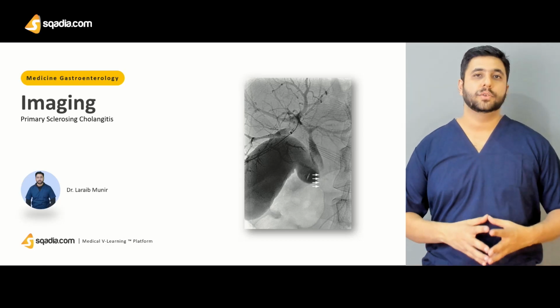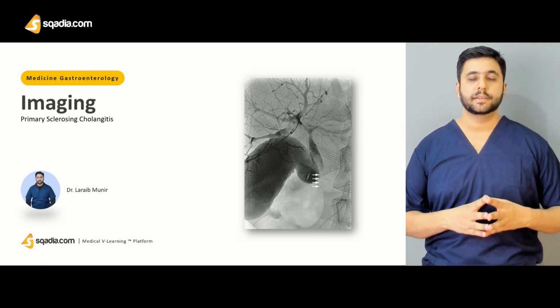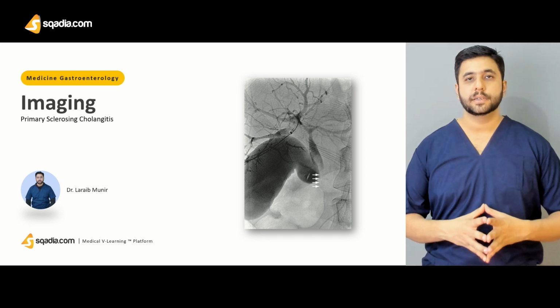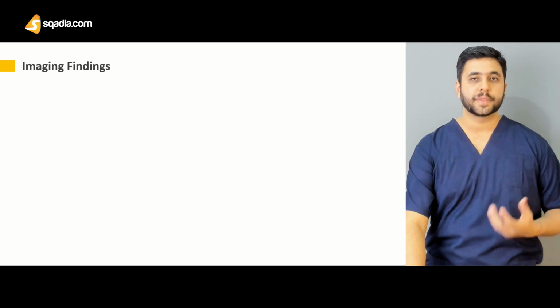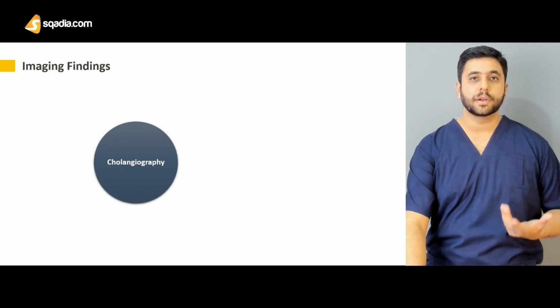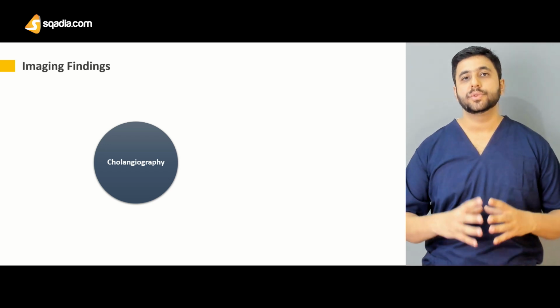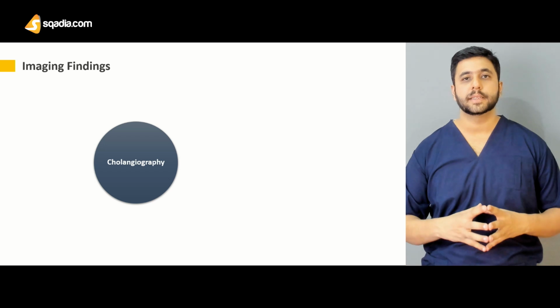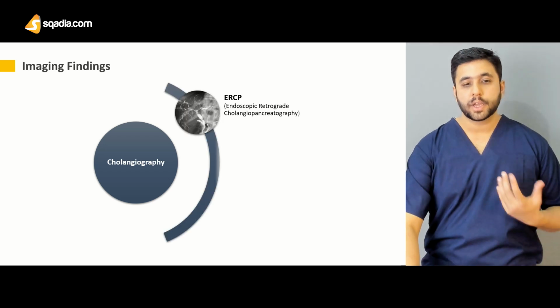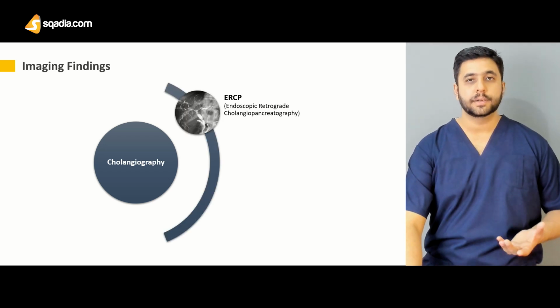The definitive diagnosis of primary sclerosing cholangitis is basically made on the imaging. We do certain types of imaging procedures, the important ones being the various types of procedures related to cholangiography, which is used to visualize the common bile duct, the pancreatic duct, and the hepatic duct. How can we visualize these biliary structures?